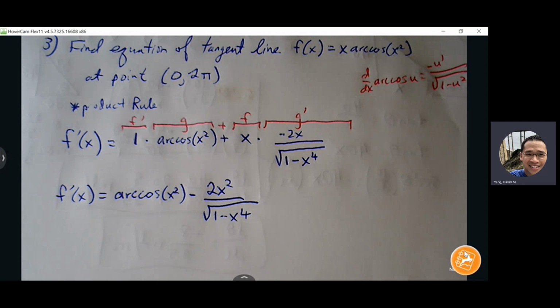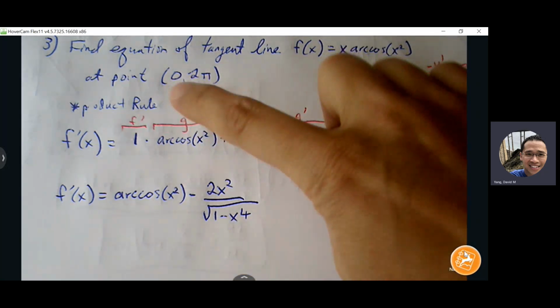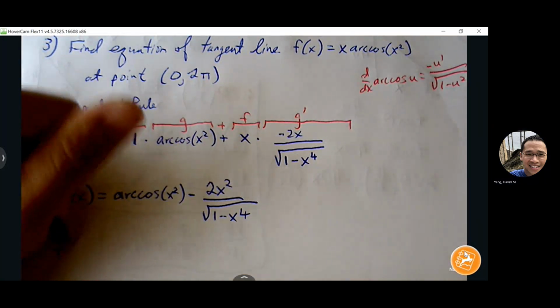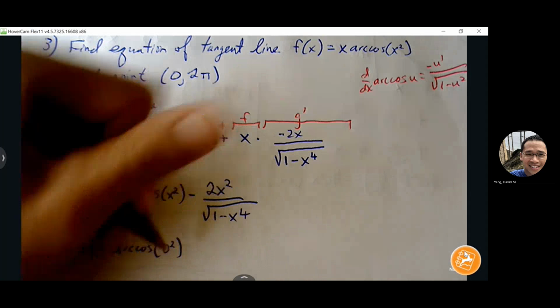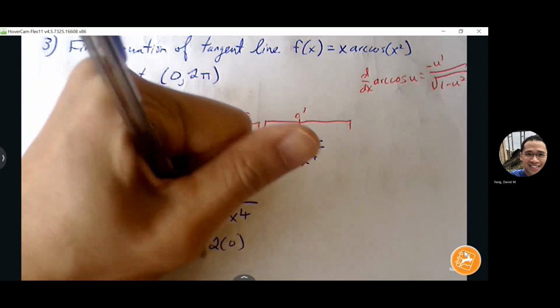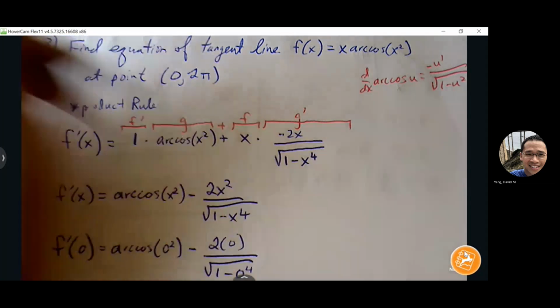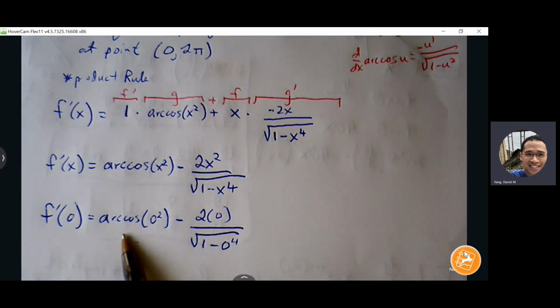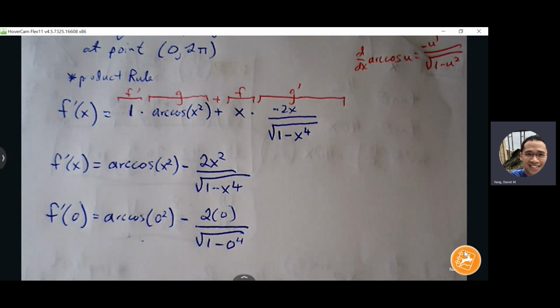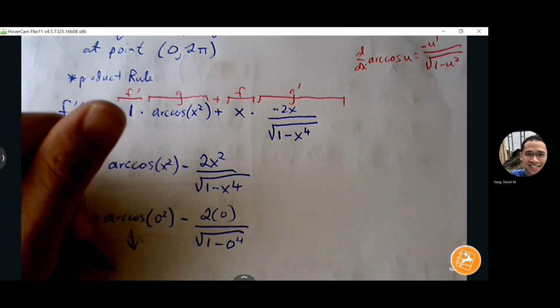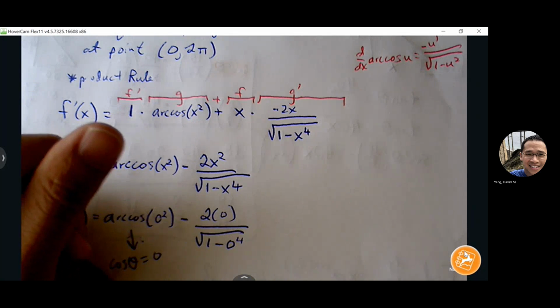Any questions so far? Okay. All right, so let's find the slope. There's no y values here, so we just plug in the x to find the slope, f prime of 0. So this is where we have to do some inverse calculation here. It's asking for arc cosine of 0. So in other words, where is cosine equal to 0? When theta is what?